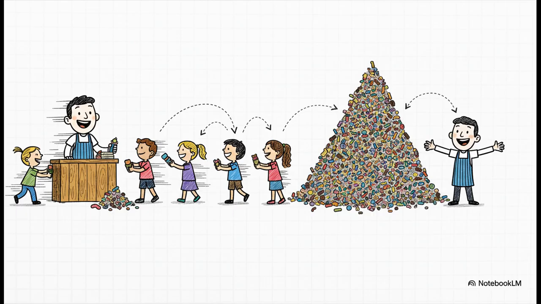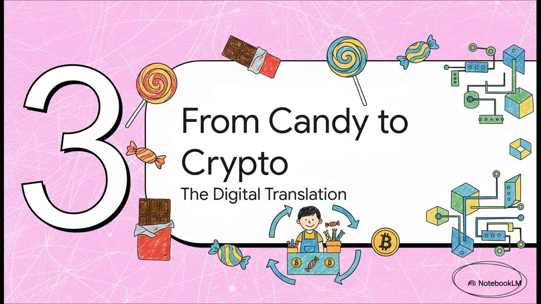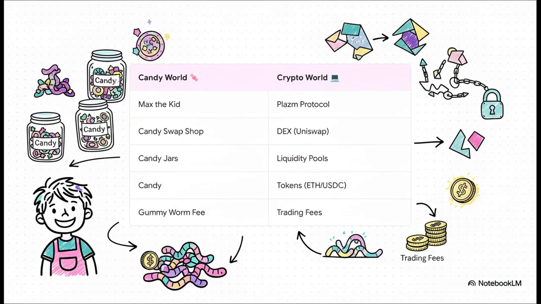It's that simple. All right, so now that we're all experts on the recess candy economy, let's bring this whole idea into the crypto world. Because honestly, it's the exact same concept. The only difference is the names we use for everything. Okay, let's translate this. This is the Rosetta Stone for understanding this whole thing. So, Max, our little candy entrepreneur, in the crypto world, that's the Plazm protocol. His candy swap shop is a decentralized exchange.